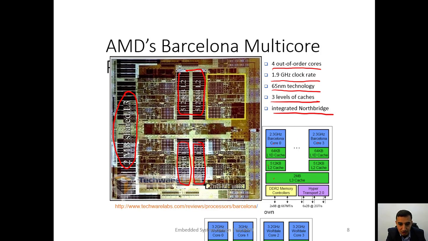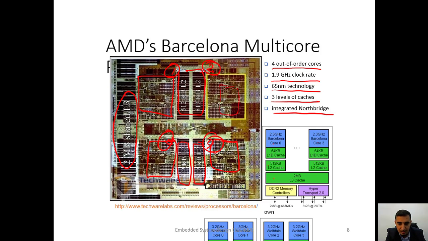You see here that 1, 2, 3, four cores. So this, in yellow, is one core, here is another one, this is another one, and this is another one, and you have the L2 for each one. L3 is shared between all of them. L1 cache is built within the processor itself, so that's why it doesn't show over here. So it's somewhere inside the processor, it's not outside the processor.